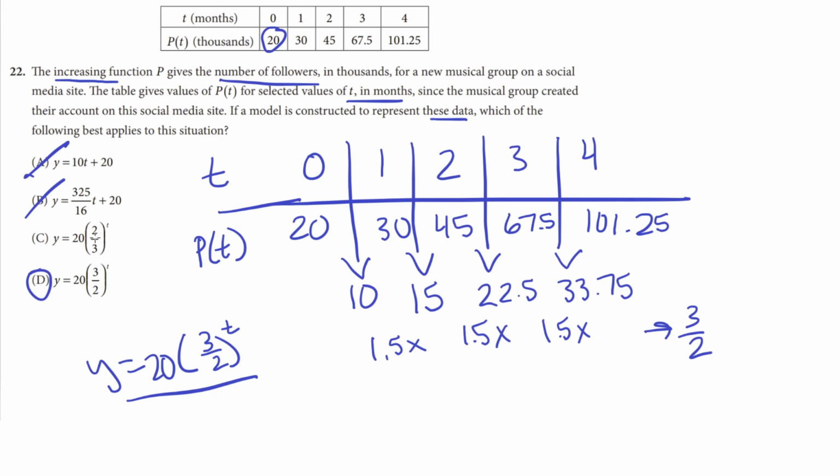We could have also told that it easily wasn't C, because C has 2/3. When the base of the exponent is less than 1, that means it's a decaying function, meaning the change in the rate of change would be getting smaller every time. So instead of increasing the difference between the values, their rate of change would be going down. But we see that this is an exponential function that is growing faster and faster. That's because the b value is greater than 1. So D is the correct answer.